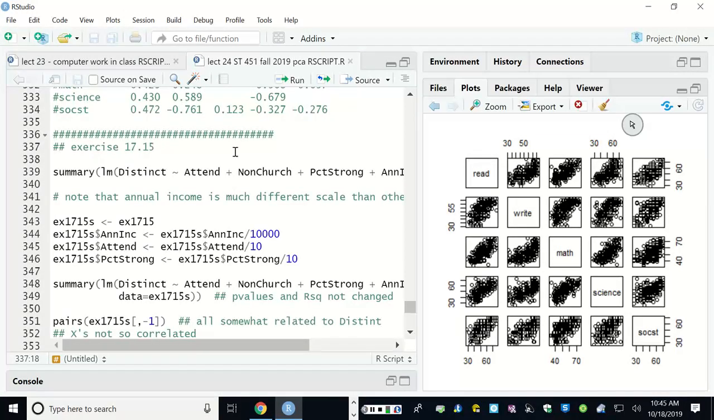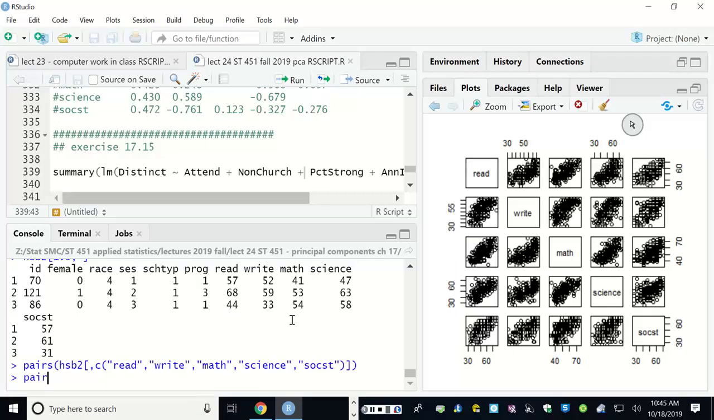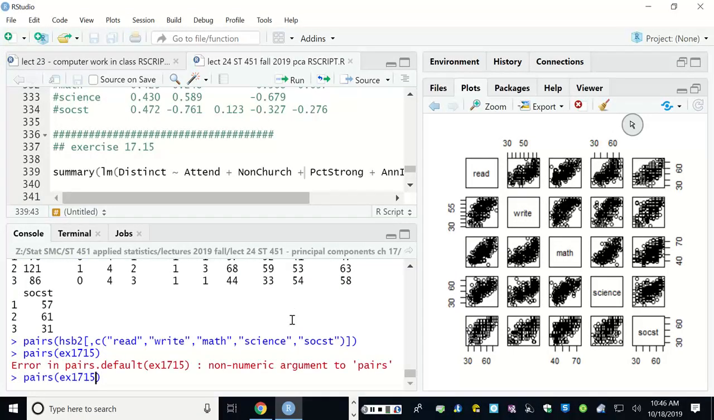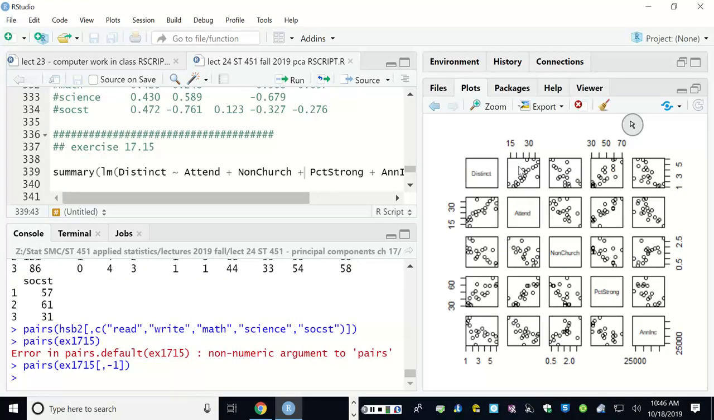And they had predictive variables: attending church, non-church activities, percent that identify themselves as strongly affiliated with religion, and then annual income. If you do a regression of these, maybe do pairs to see what these things look like. The first column is the religion name. So they're distinct versus attendance. There are some pretty strong, good relationships to predict that. Some of the variables, like non-church activities and percent strong, have some correlations there, maybe not super strong.